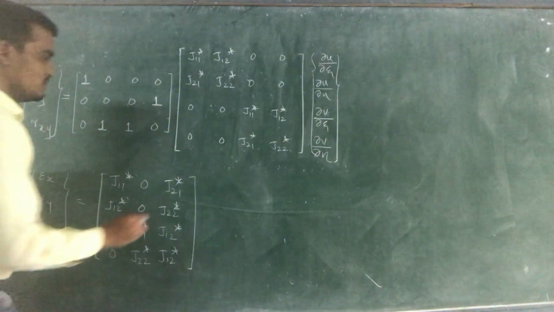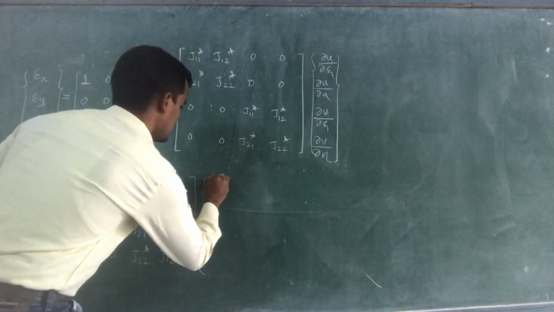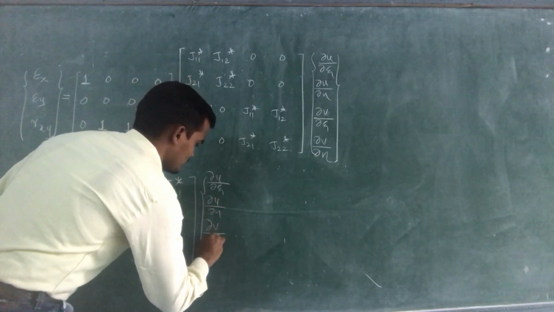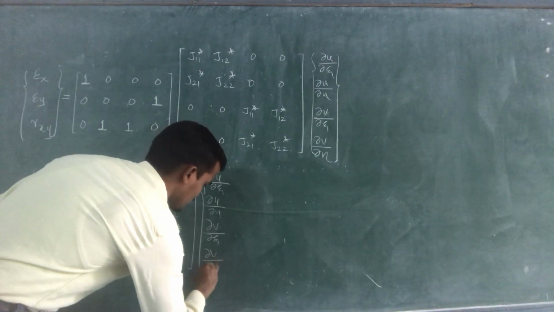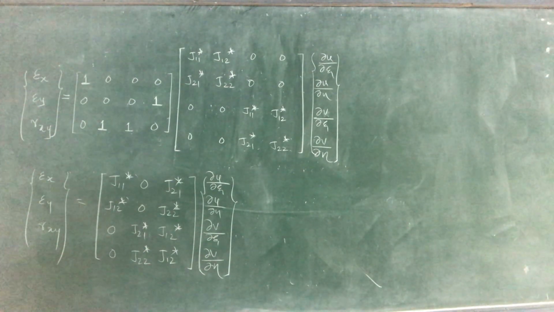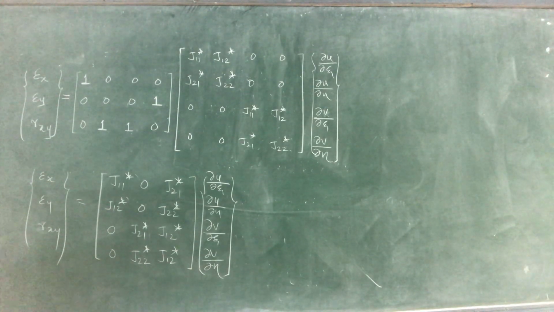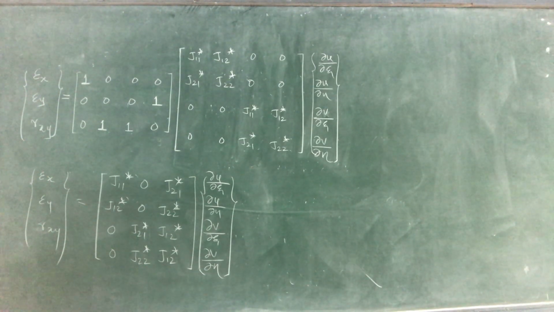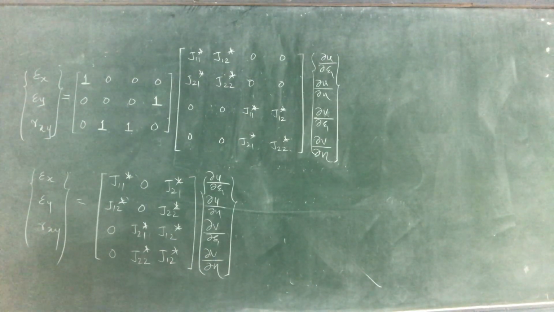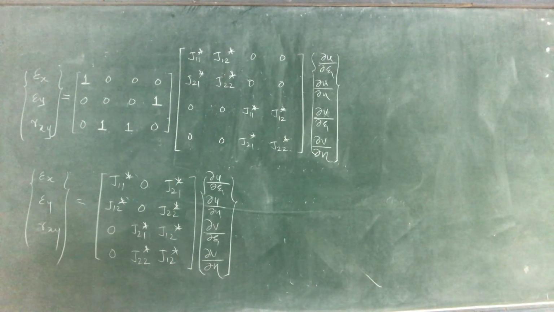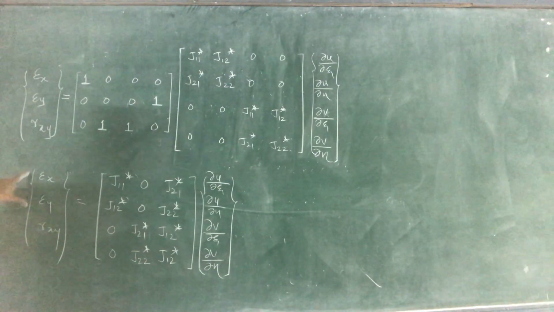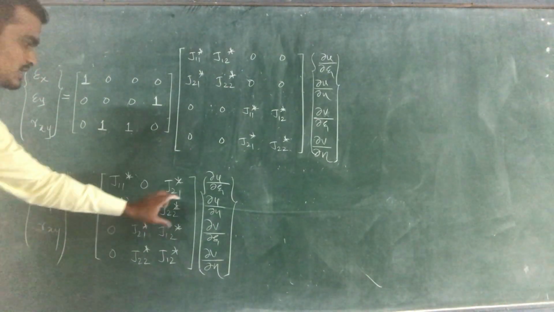In this way, you will get this matrix, del u by del zeta, del u by del theta, del v by del zeta, and del v by del theta. So in this way, you will get this simplified matrix multiplication. So this is a 4 by 4 matrix. J11 star, J21 star. So this is the matrix multiplication. You will get this matrix. Finally, strain, epsilon x, epsilon y, gamma xy, is equal to this matrix into this vector.